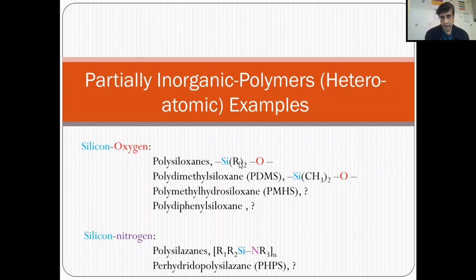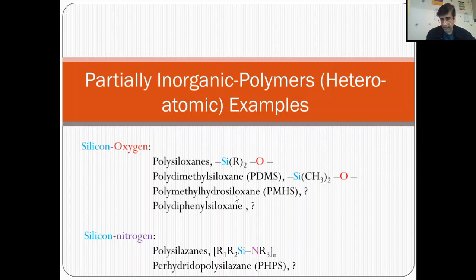Here I have R. If both R are replaced by methyl group, then the name of the compound will be polydimethyl, because one methyl group here, one methyl group here. So dimethyl, polydimethyl siloxane. Siloxane is the main compound name. Poly is the polymer, and dimethyl because of the two methyl groups. Okay, now after that you will go to the next one, which is polymethyl hydrosilane.